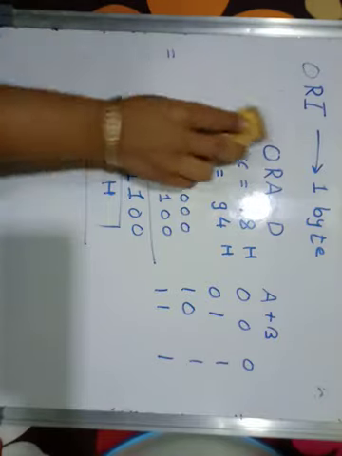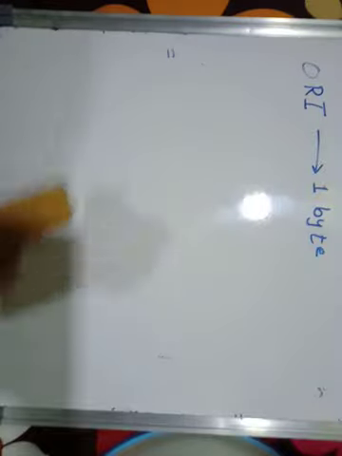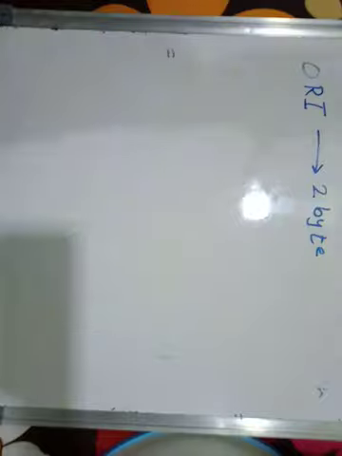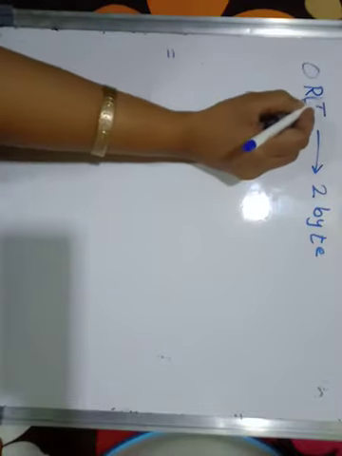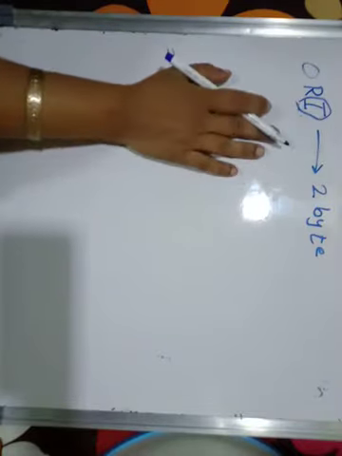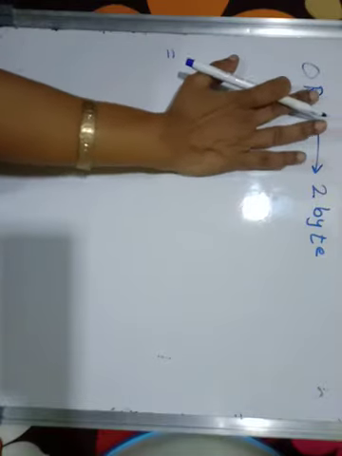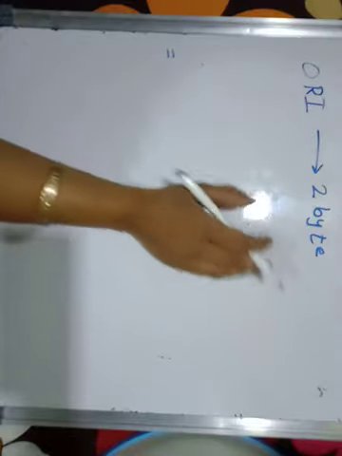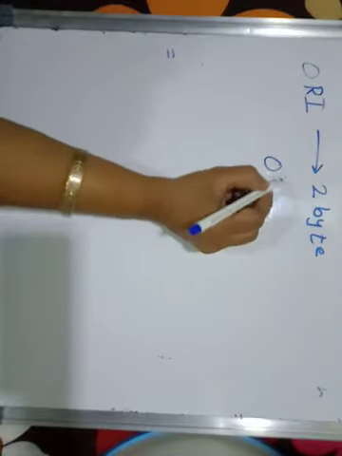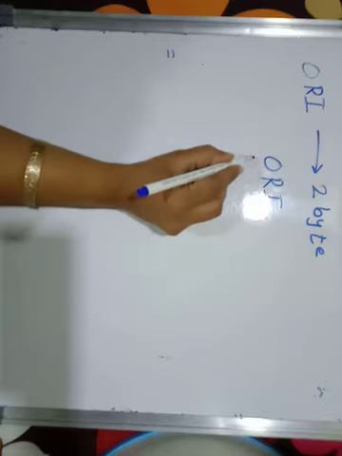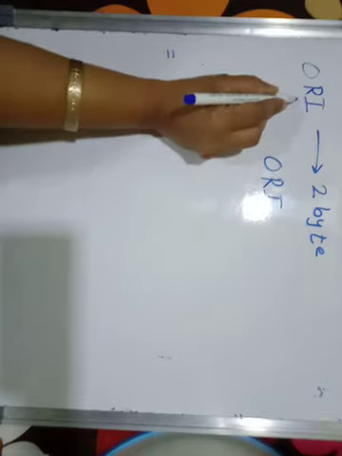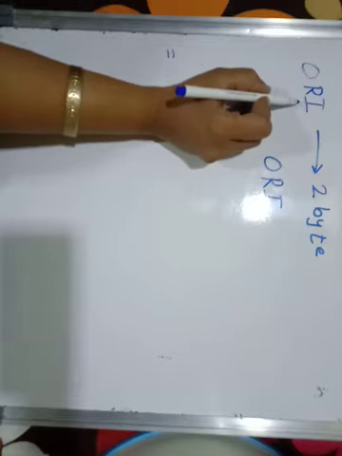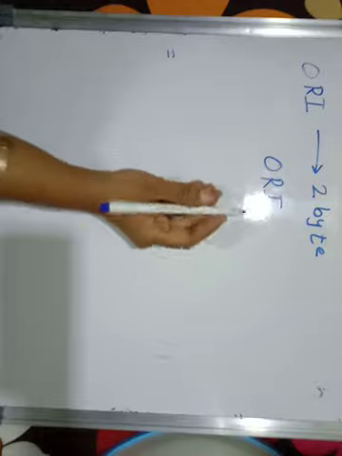Okay, so ORI is a 2-byte instruction. How are we going to identify it? With the help of this I. I stands for immediate data. So all the instructions coming under immediate data are of 2 bytes. Okay, keep in mind that. So ORI, I stands for immediate data, so the contents of the immediate data will be ORed with the content of the accumulator.